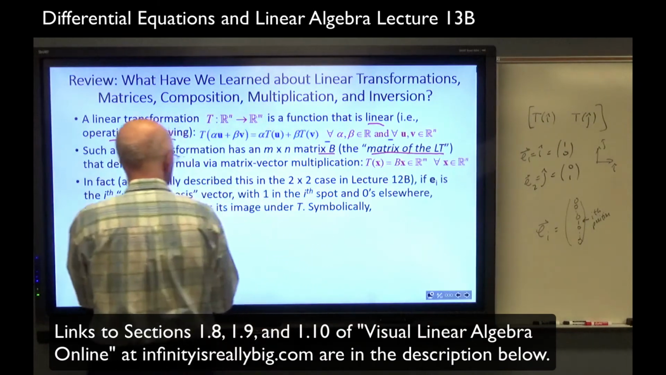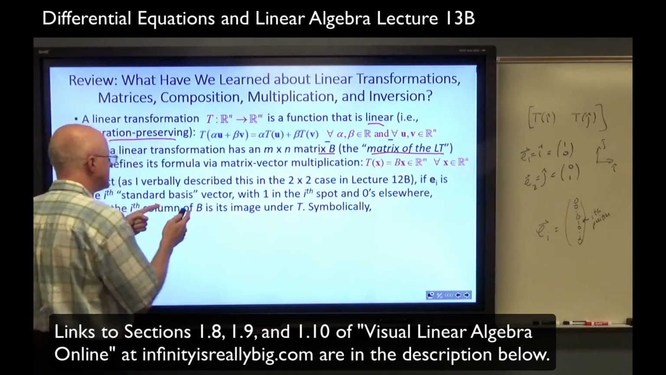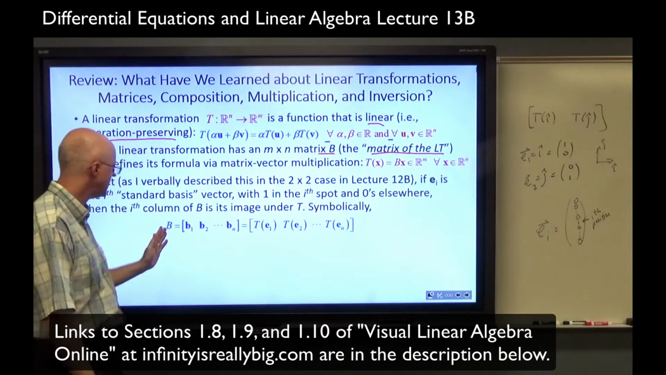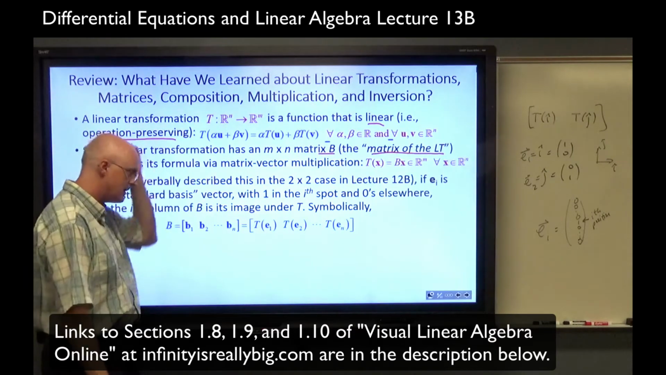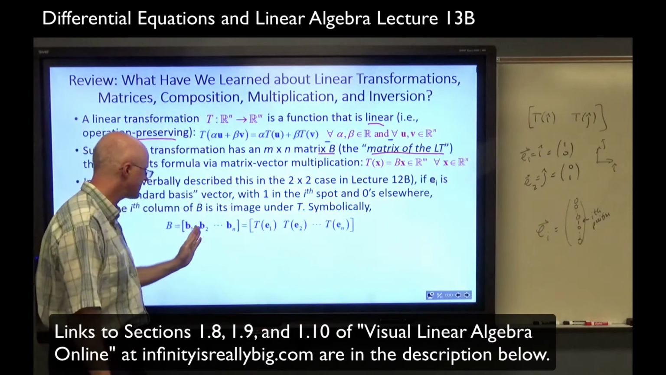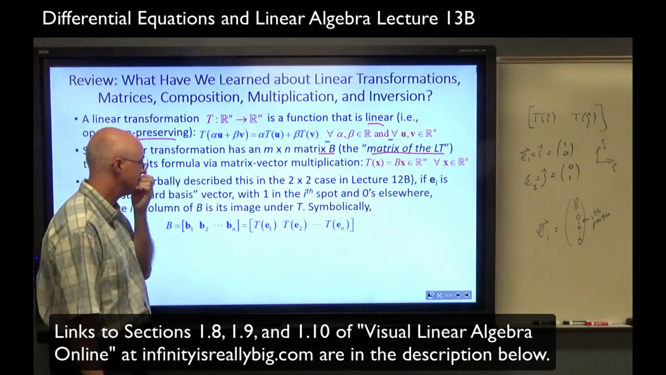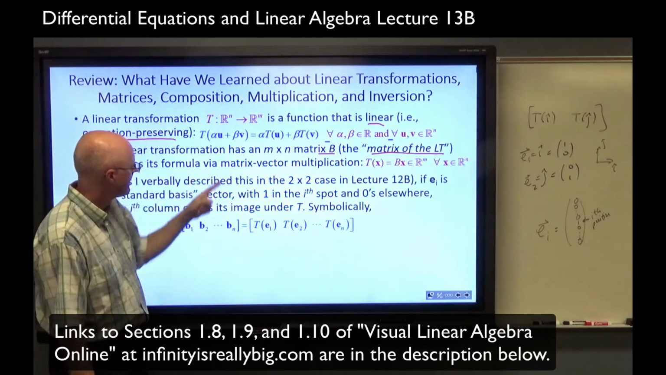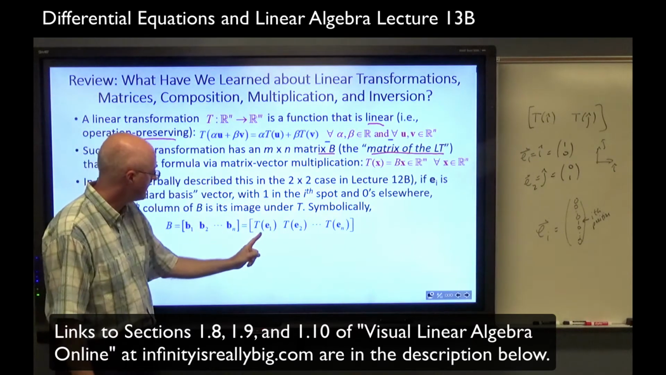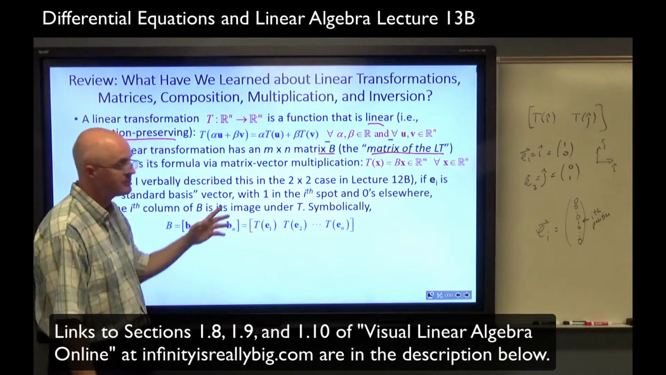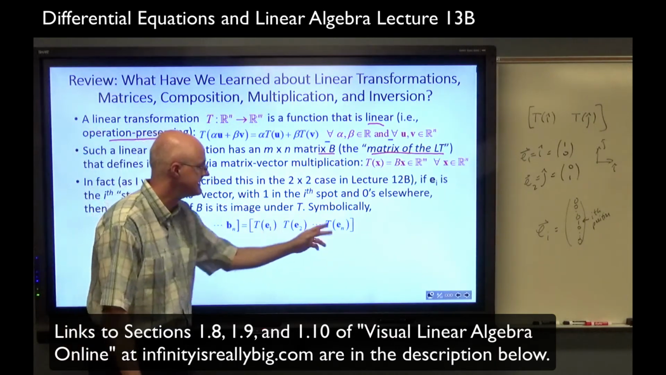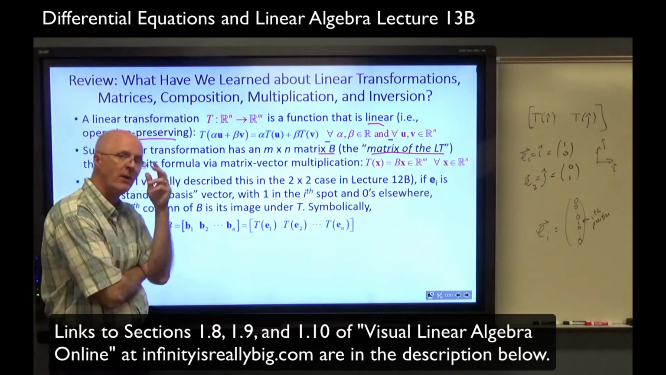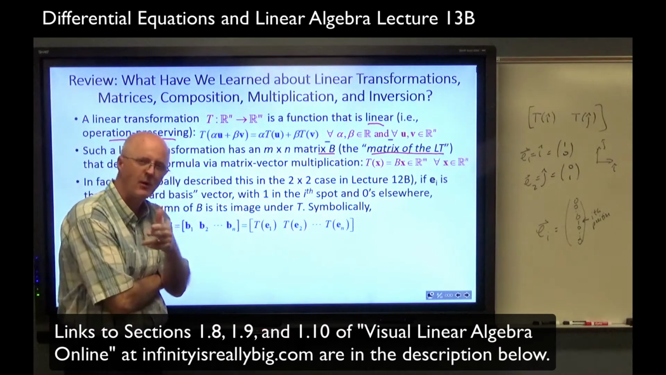The ith column of B is e_i's image under T. You could write this. Here's B. Here's our notation for a matrix where these vectors are the columns. There's n of them, right? B is m by n. I'm saying b_1 is T of e_1, b_2 is T of e_2, b_3 would be T of e_3, etc. b_n would be T of e_n. That's a quick way to figure out the columns, and it is worth knowing even now.